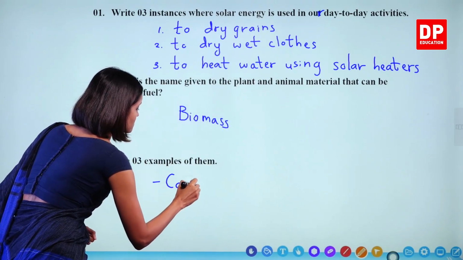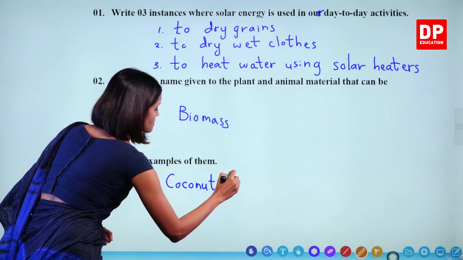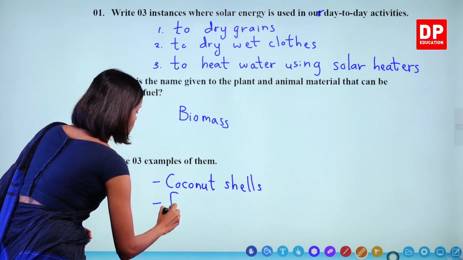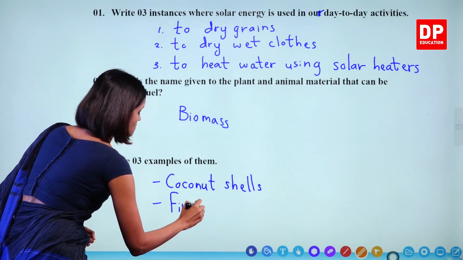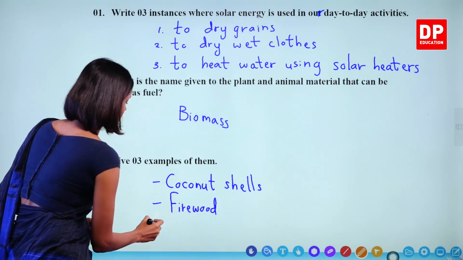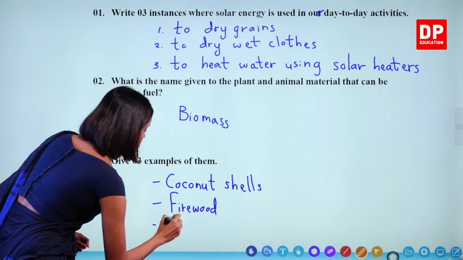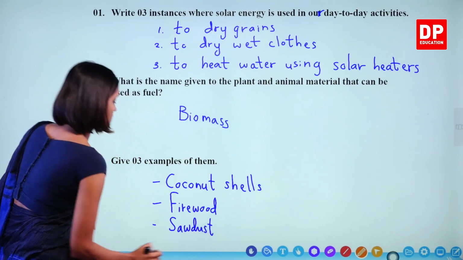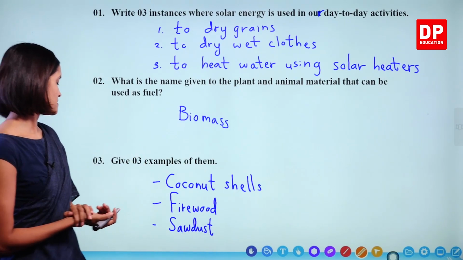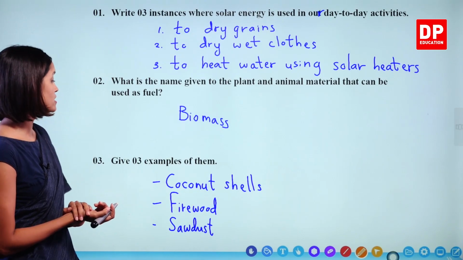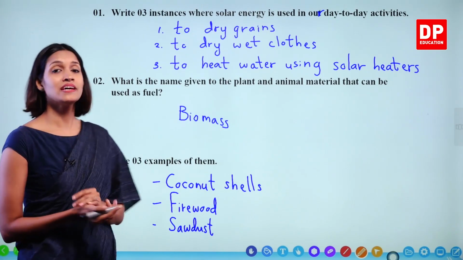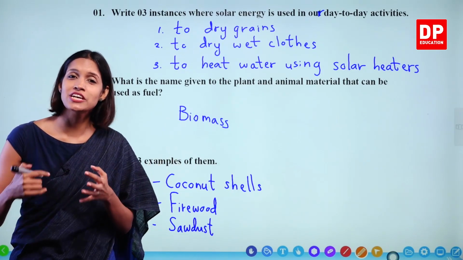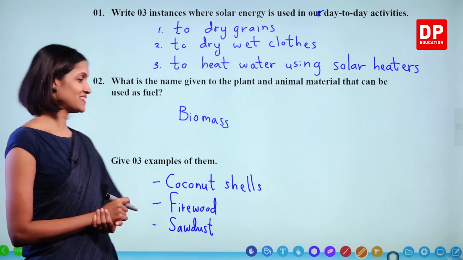Coconut shells, firewood, and we can use sawdust. Right? Only 3 examples asked. Okay? Coconut shells, firewood, sawdust, hay, rice bran, dried cow dung. They all are coming under biomass. Right?